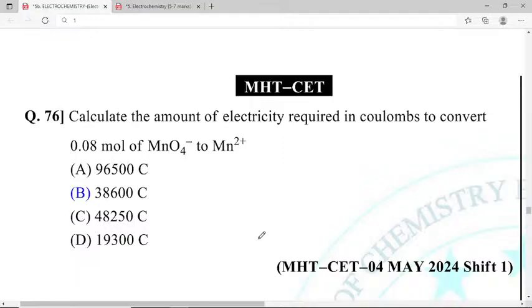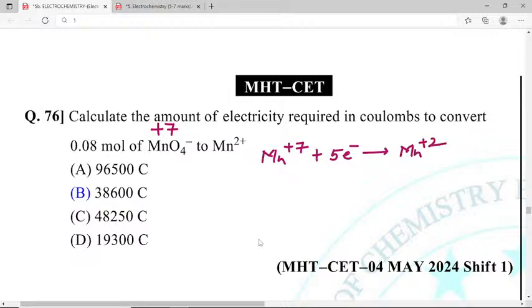Calculate the amount of electricity required in coulomb to convert 0.0. Same question. Okay, so this is the +7 here, +7 to +2. So Mn +7 plus 5 electrons gives Mn +2.